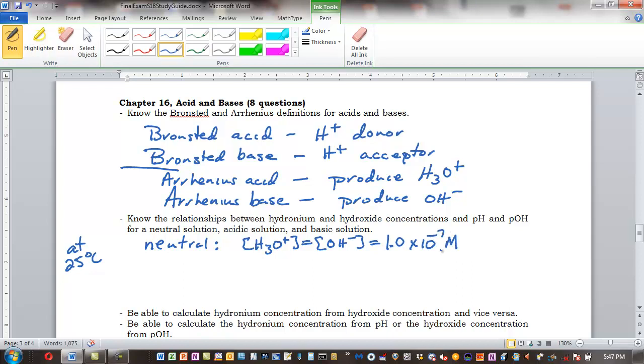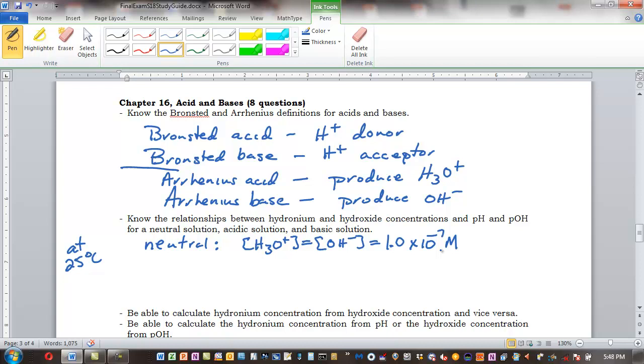Okay. So if you take the negative log of that, that's where you get a pH of 7. The reason why we use a negative log scale is these concentrations, well, certainly in water, they're really small. So rather than talk about my hydronium being 1 times 10 to the negative 7th molar, I can say my pH is 7. It just simplifies how we express it.